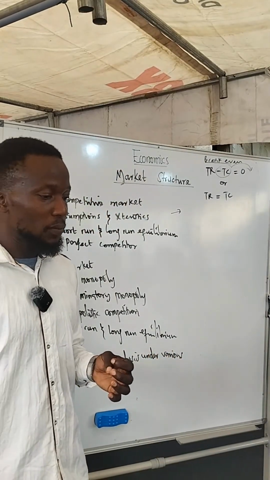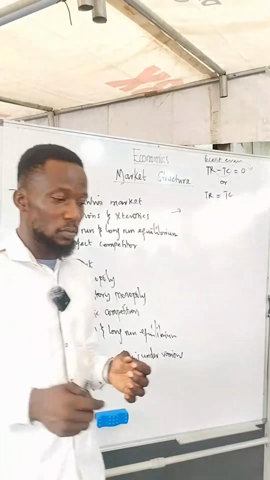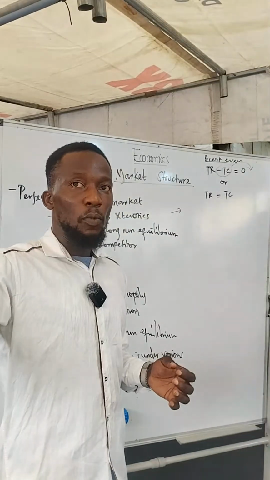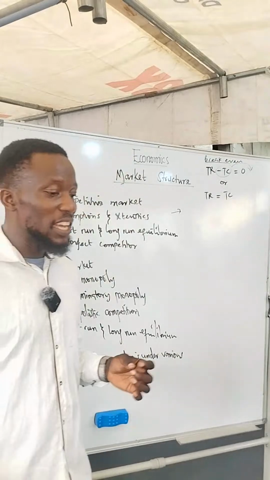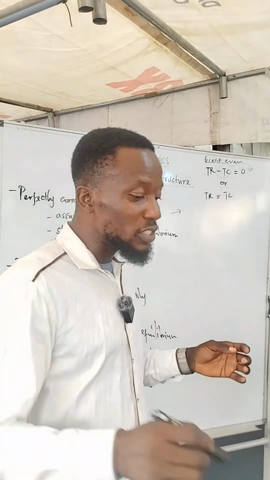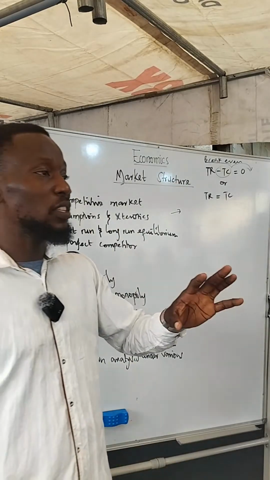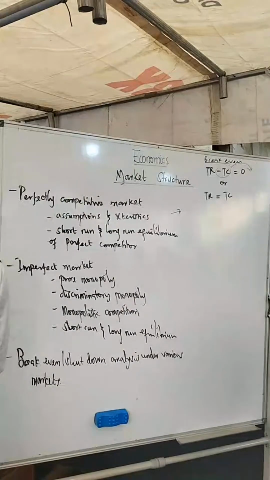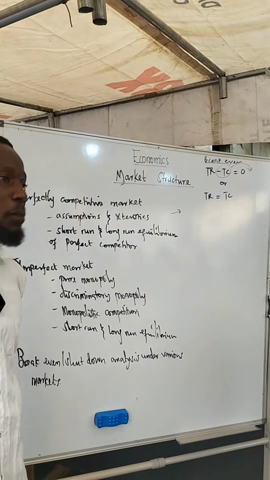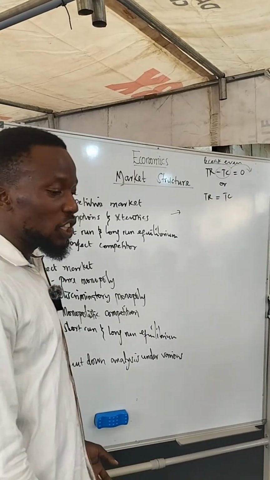Are you with me? There are many buyers and many sellers. There are so many buyers and sellers that no single individual can influence market price. In a perfectly competitive market, there is no single individual that can influence the price of commodities in the market because there are so many of them. Are you with me? The next one is homogeneous product.